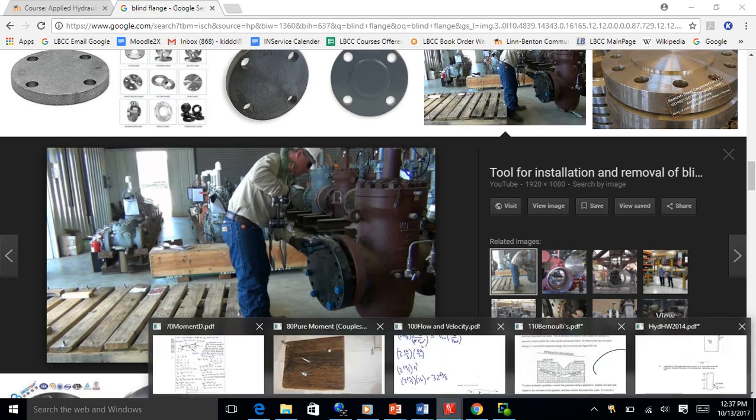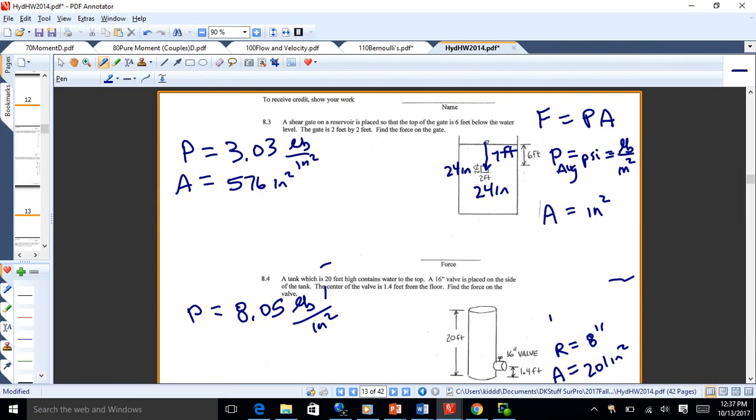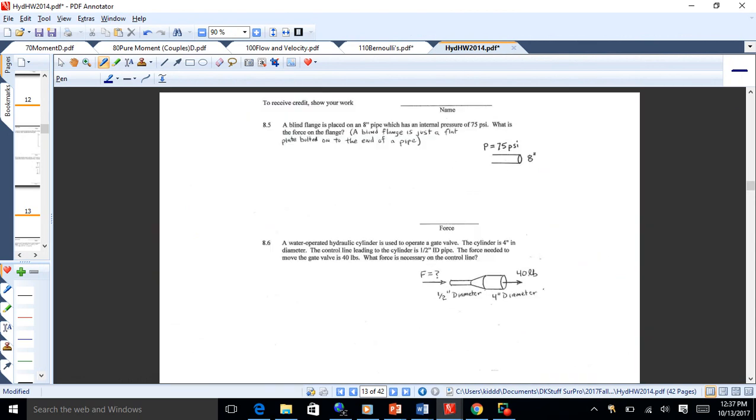Okay, so on this problem here, this next one, what you want to do is, it's pretty straight up. You've got a pressure, you can find the area, just run the numbers. I mean, that's really about all there is to that one. That one's almost too easy, you know. It's just pressure times area. That's all you've got to do.